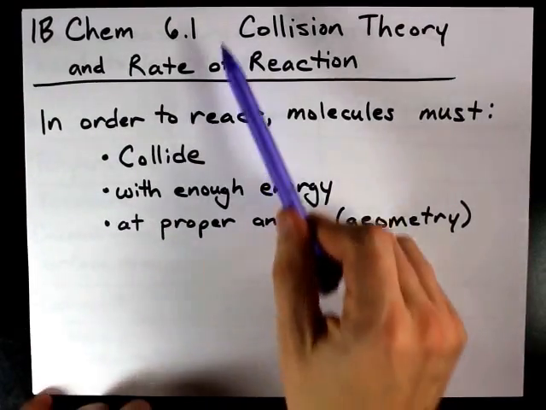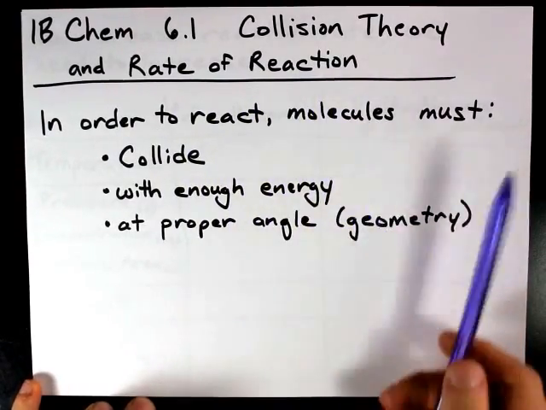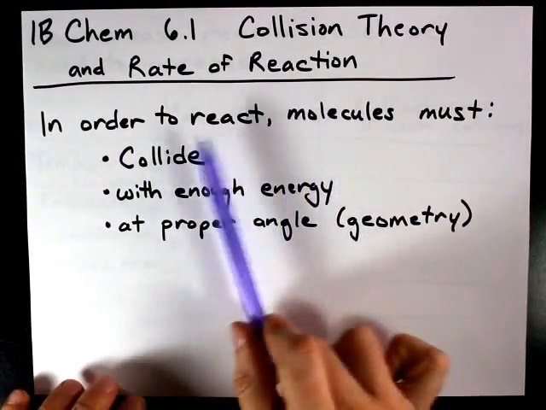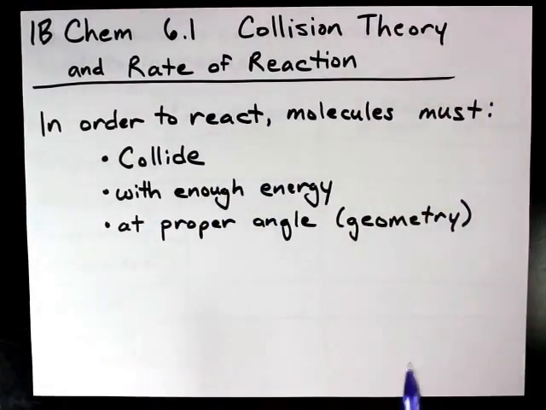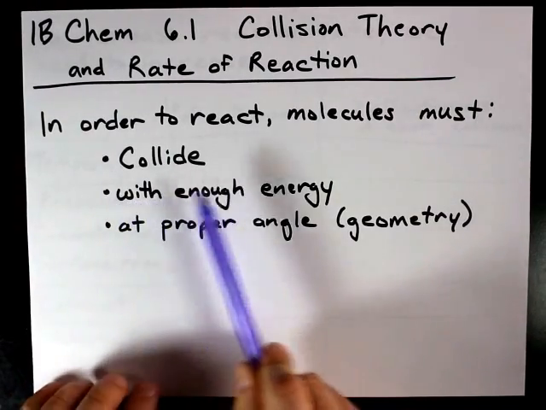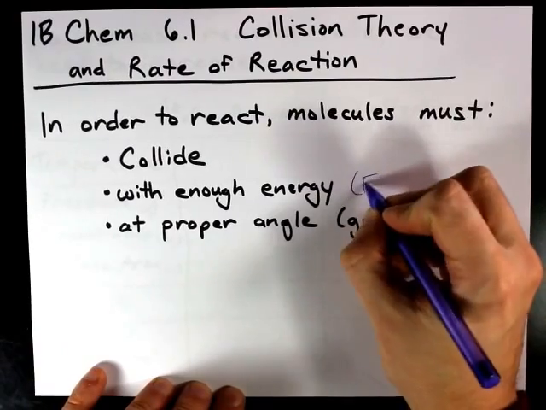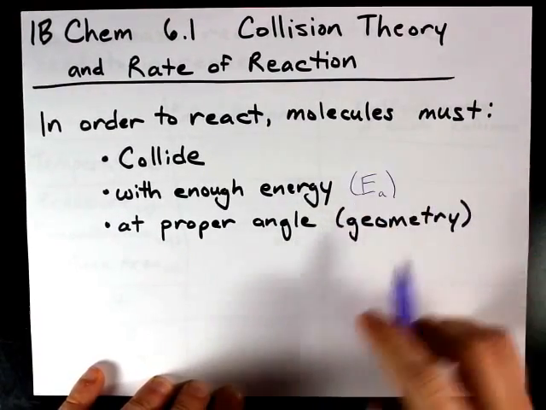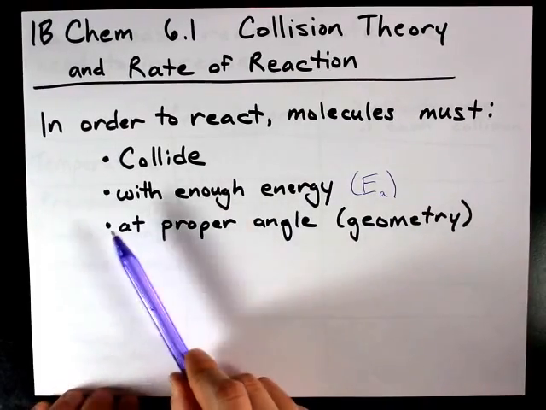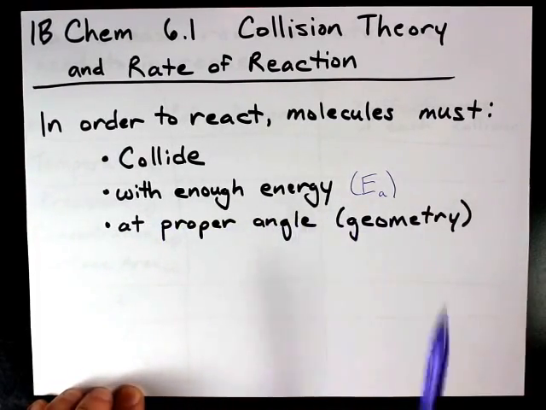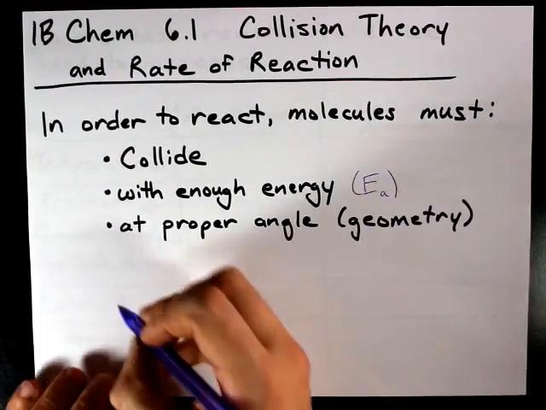Okay, let's talk about collision theory and the rate of different reactions. Now, first of all, in order for molecules to react together, they need to collide with each other, obviously, and they have to have enough energy to make the reaction happen. Throughout the unit, we're going to call that the activation energy, capital E subscript A. And they have to collide at the proper angle. Some teachers will call that with the appropriate geometry.